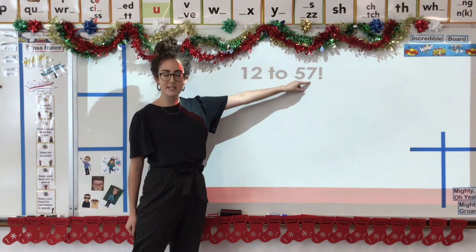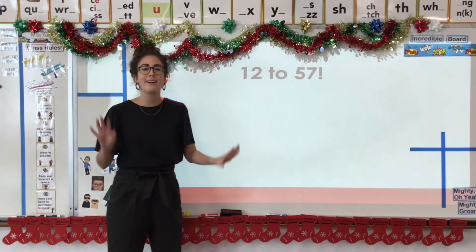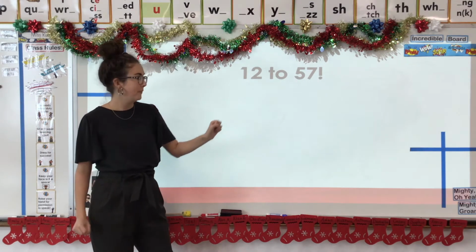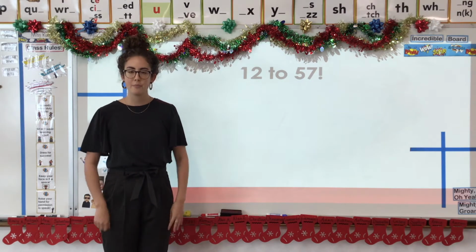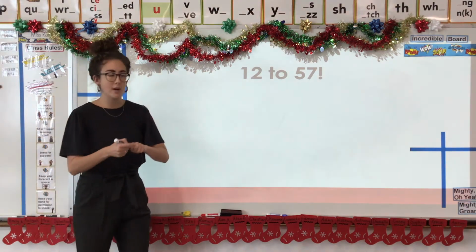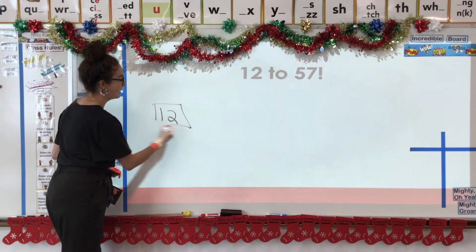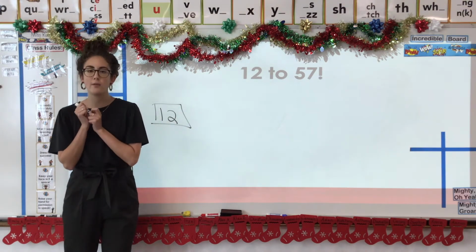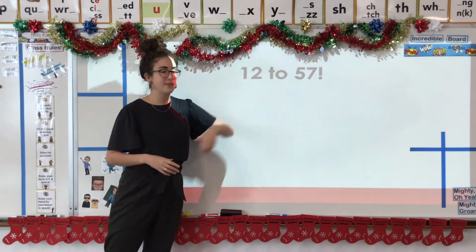12 to 57. Notice that neither of these numbers are one of our nice clean 10 numbers. They both have value in the tens and ones place. So let's figure out how we're going to get there. Let's first write down our starting point. So we're starting at 12. Can you write that down with me? We're starting at 12, the nice number 12. And we want to get to 57.